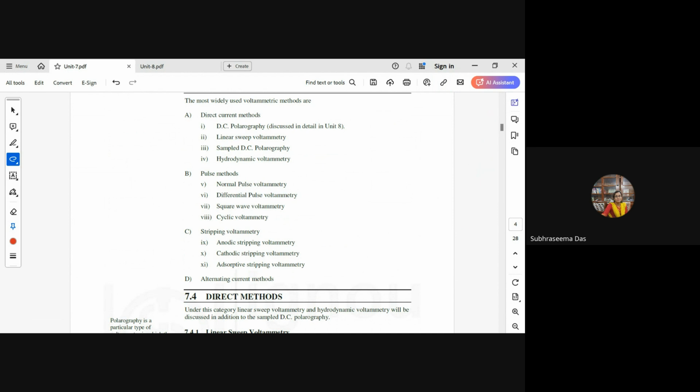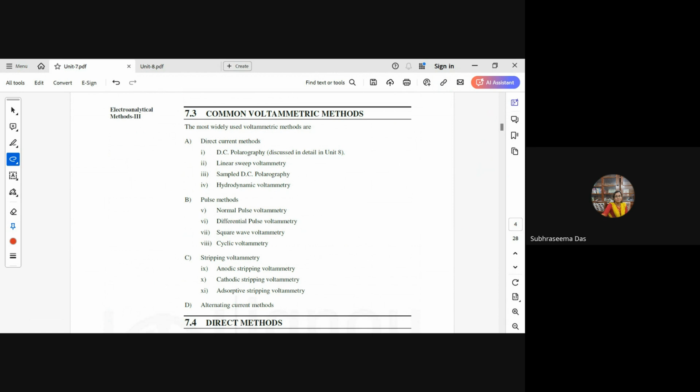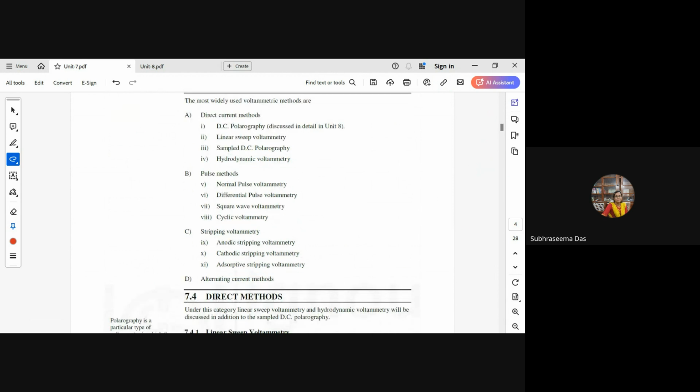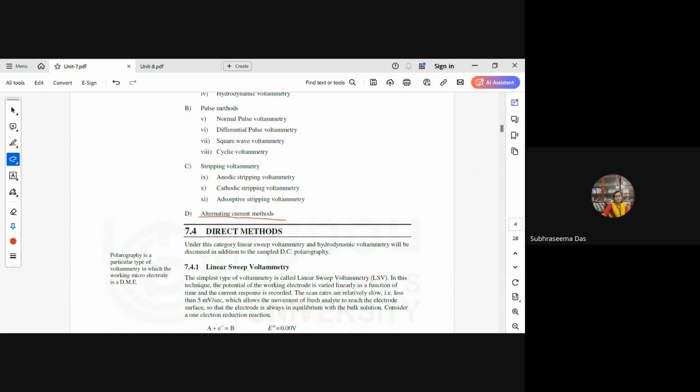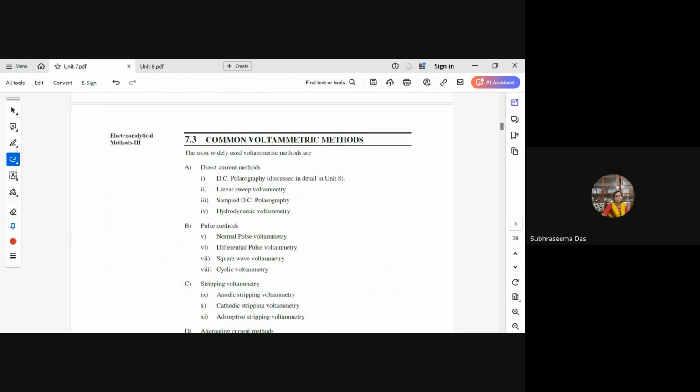Now, voltammetry is also carried out by stripping method, like anodic stripping voltammetry, cathodic stripping voltammetry, and adsorptive stripping voltammetry. In place of direct current methods, voltammetry has also been performed by using alternating current methods. So we'll first discuss the direct methods, that is, those that employ the direct current.